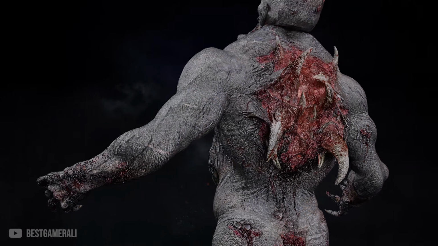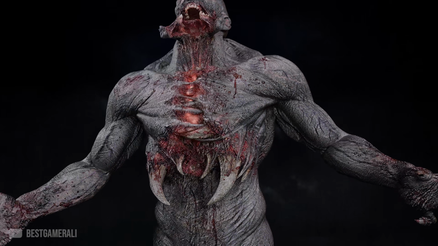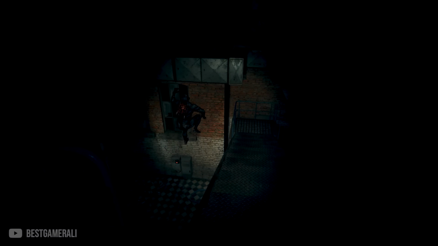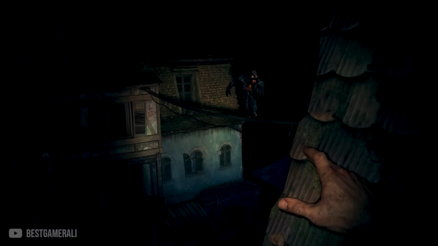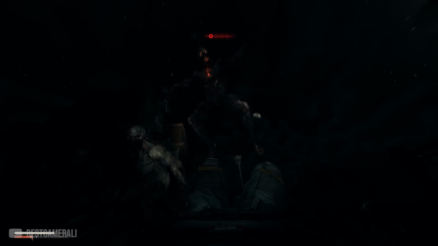But again, what makes them the better evolution among all the volatiles is that the alpha volatile can track the player's scent, and your UV light is basically useless against this beast. And also, according to Techland, the alpha volatile is the most intelligent volatile in the history of Dying Light. So yeah, this volatile is both smart and dangerous.